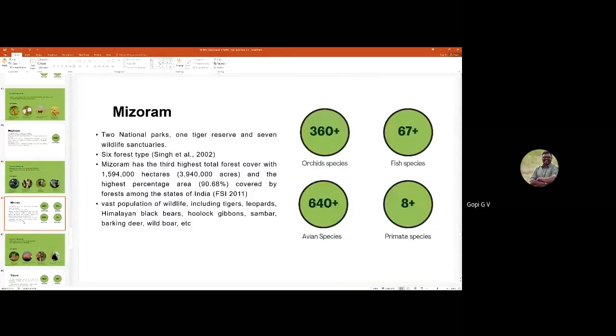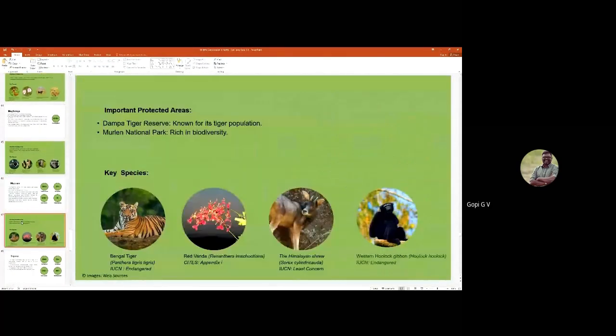In terms of Mizoram, sandwiched between Tripura and Manipur, it has two important protected areas. One is the Dampa Tiger Reserve and the other the Murlen National Park. So you have tigers in Dampa, but the numbers have gone down, and there are species like the Himalayan serow, the Red Vanda, and epiphytes distributed there.